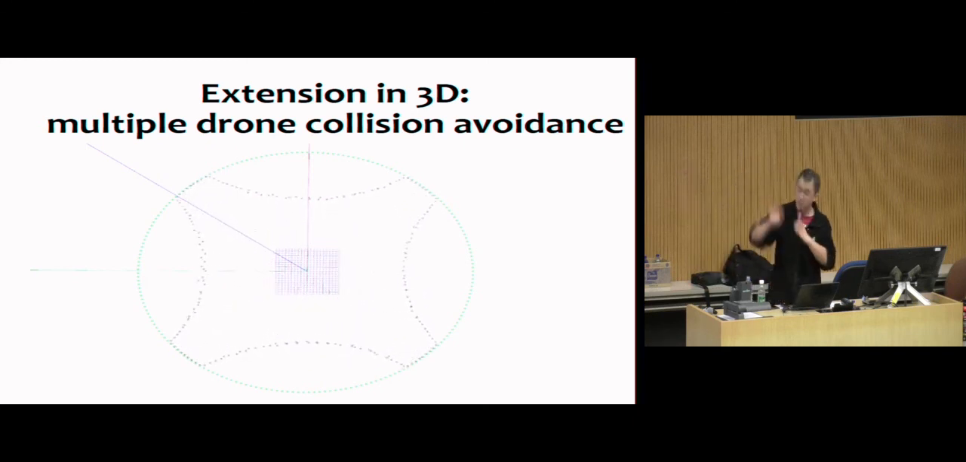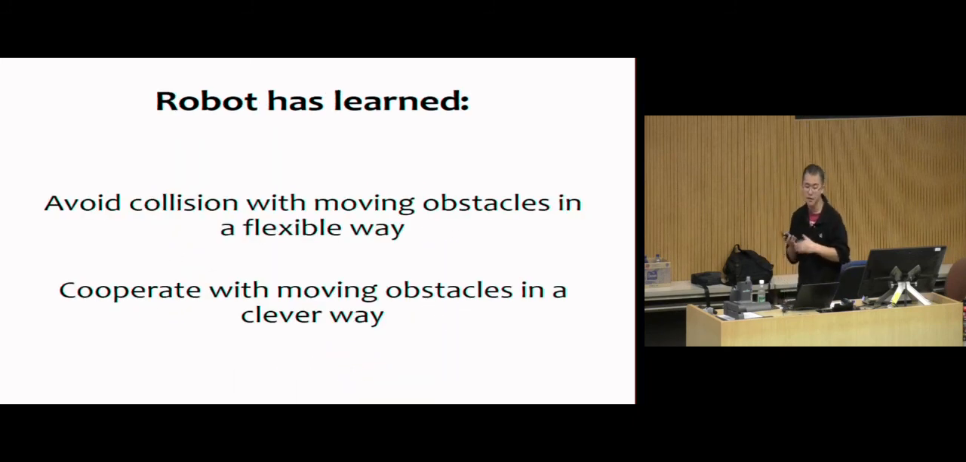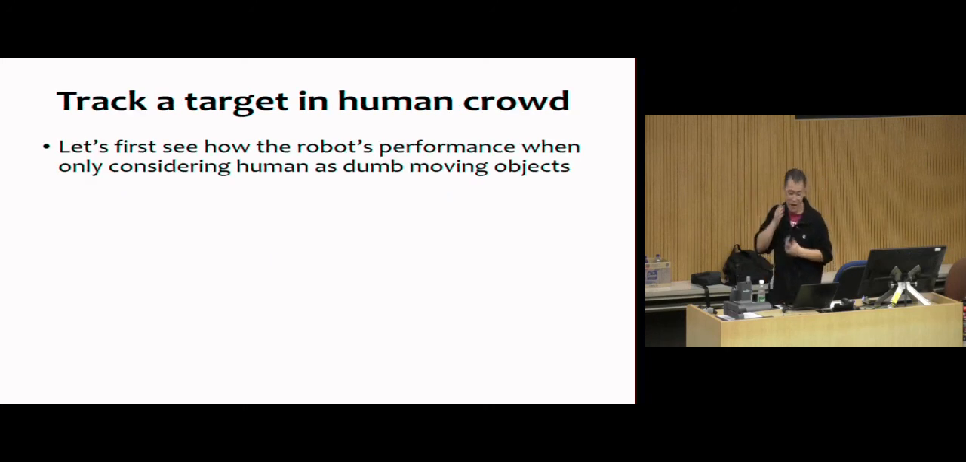After this part, what we have done is that we have enabled robots to learn very high quality collision avoidance capability, so that they can avoid collisions with all the obstacles in a very flexible way. And we can also cooperate with other obstacles in a clever way, because we train the multi-agent, so we can inject some cooperation into its behavior. After that, let's solve the navigation in a dense crowd problem.